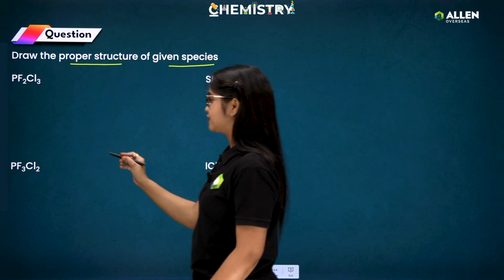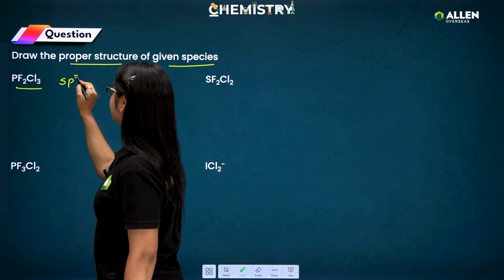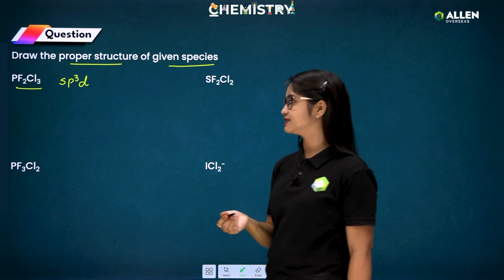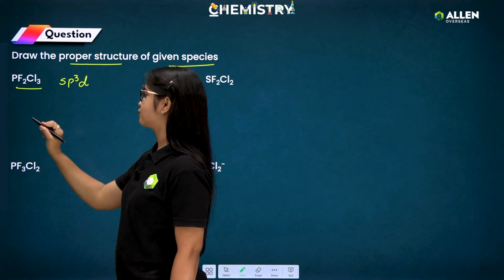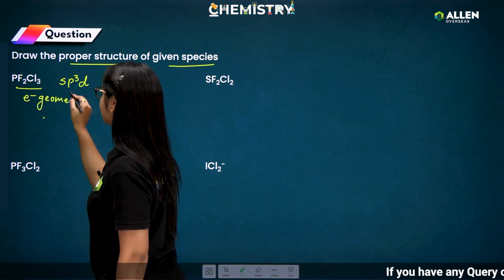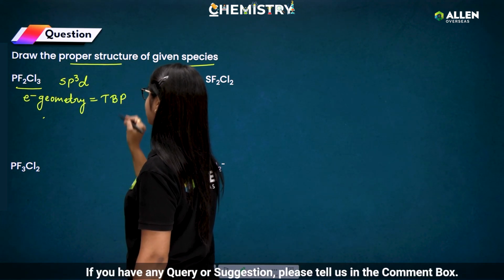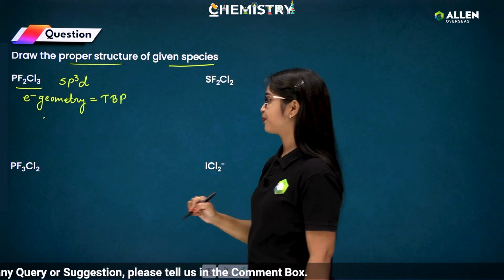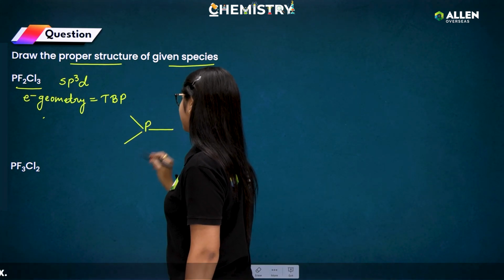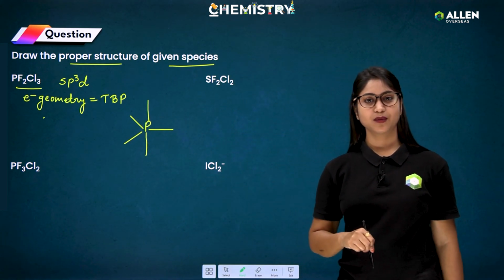So let's see. This molecule has sp3d hybridization, that is non-equivalent hybridization, and we know in this the electron geometry is trigonal bipyramidal, that is TBP geometry. If I make the structure, it will look like this: a trigonal plane and two perpendicular bonds.